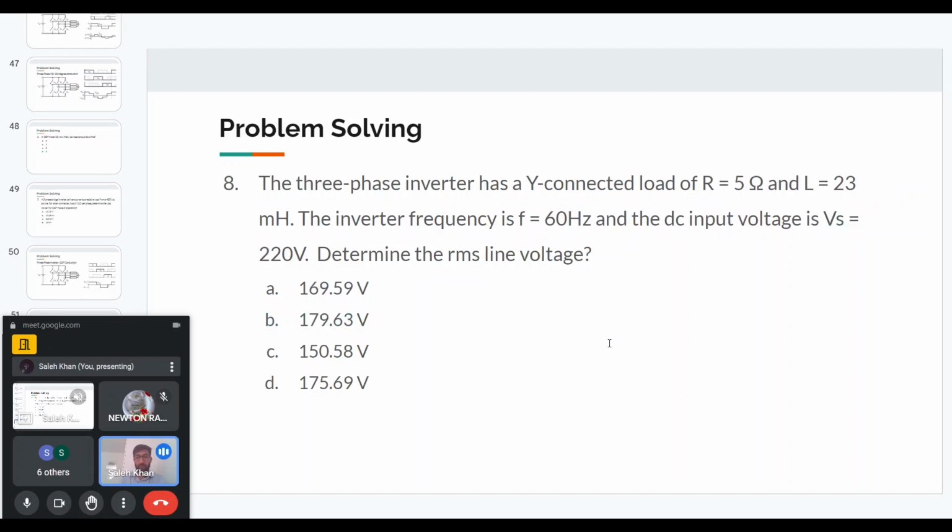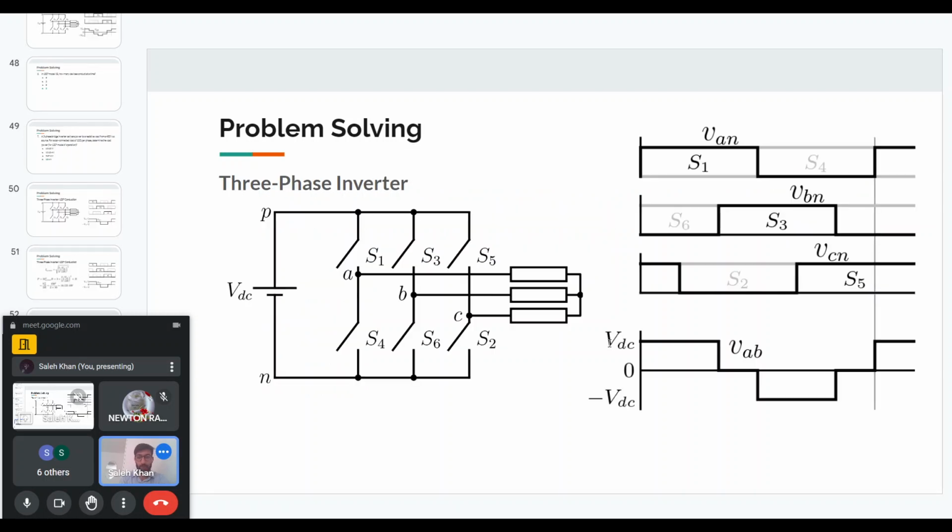The 8th question is about a 3-phase inverter with a Y-connected load. It's an RL load, with the values given. The inverter frequency is 60 Hz and the DC input is 220 volts. Determine the line voltage RMS. Since it is not given which mode of conduction it is, and the general mode of conduction is 180 degrees, I will assume the 180 degree mode of conduction.